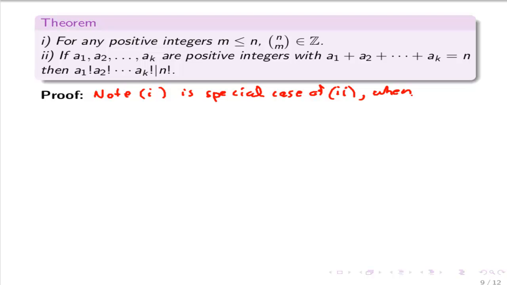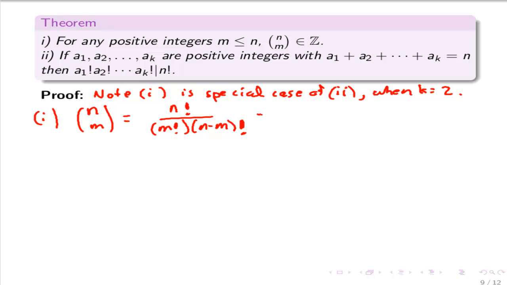It's just the case when k equals 2, right? Because in part 1, what's the definition of n choose m? It's n factorial divided by m factorial times (n minus m) factorial. So think of this as a1 times a2, where a1 is m and a2 is n minus m. A sum of two non-negative integers, or positive integers, adding up to n.